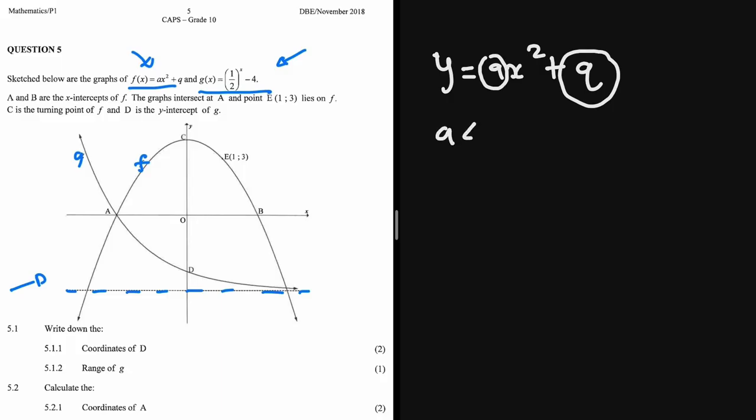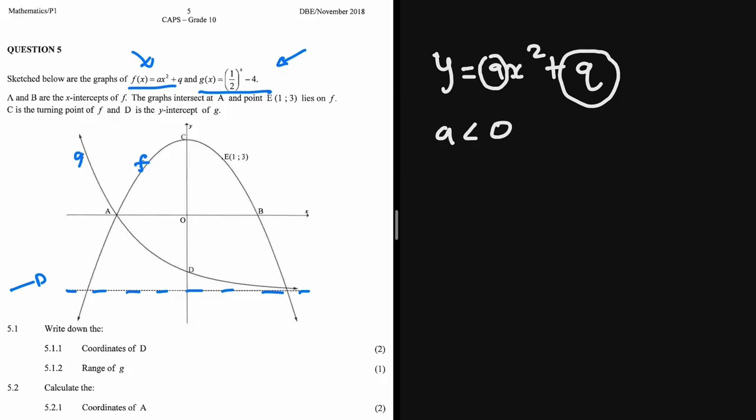Okay, so remember, a quadratic function is given as ax squared plus q. The value of q represents the turning point, or what we call the y-intercept of our quadratic function. And the value of a will represent the concavity of our graph. Looking at the graph that we have here, we have a concave down. So that means the value of a must be less than 0. That means it must be a negative value of a.